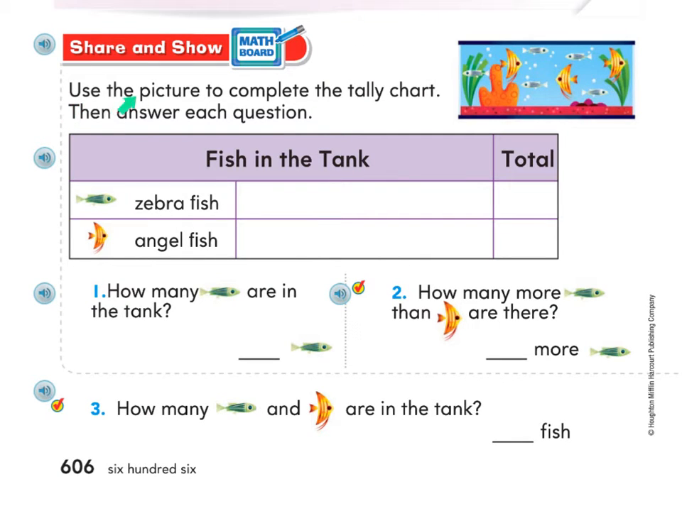It says use the picture to complete the tally chart. Then answer each question. So we have this picture right here of fish in the tank. We have some zebra fish and we also have some angelfish. So as you're counting them and tallying, you need to tally the number and write the total. Then you'll be ready to answer the questions.